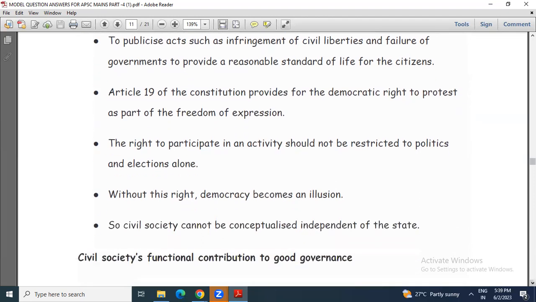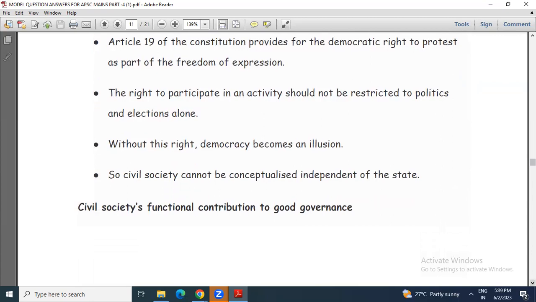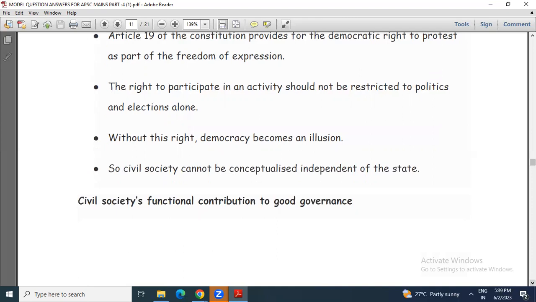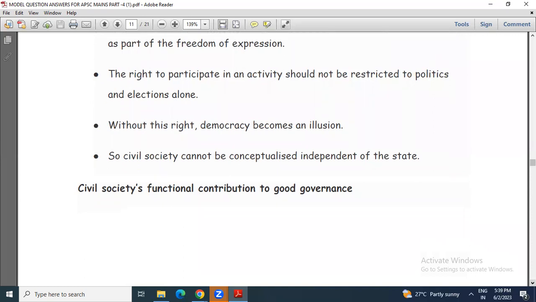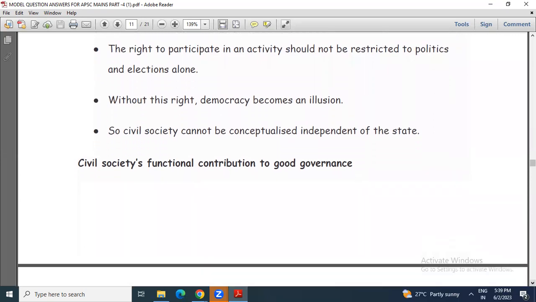Article 19 of the Constitution provides the democratic right to protest as part of freedom of expression. Although some limitations are there, Article 19 still gives us the right to protest because we have freedom of expression. The right to participate in activity should not be restricted to politics and elections alone. Without these rights, democracy becomes just an illusion. So civil society cannot be conceptualized independent of the state.